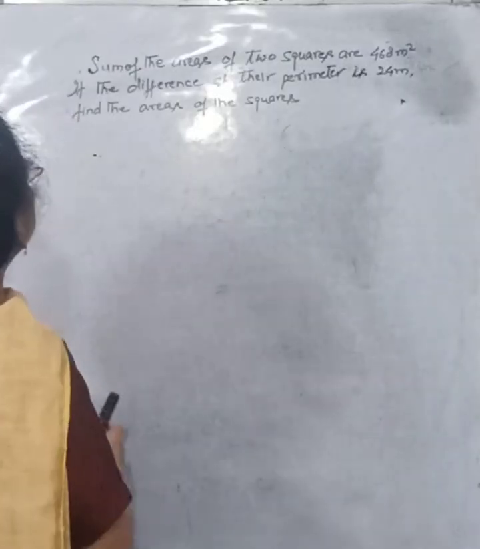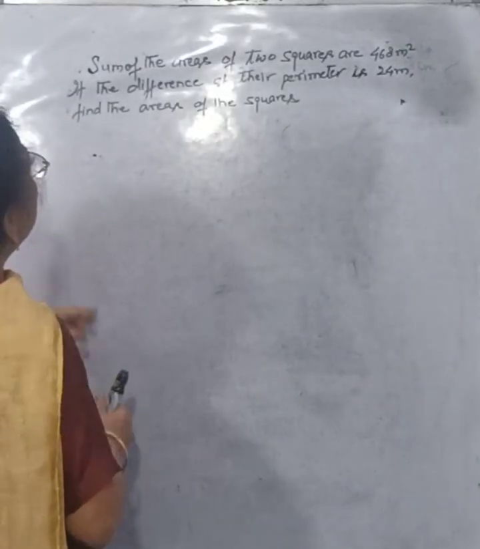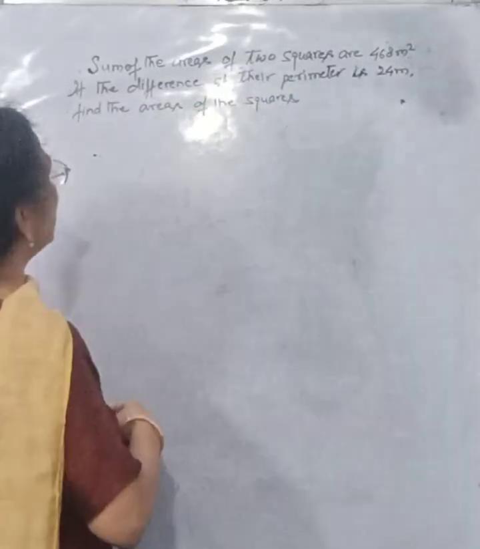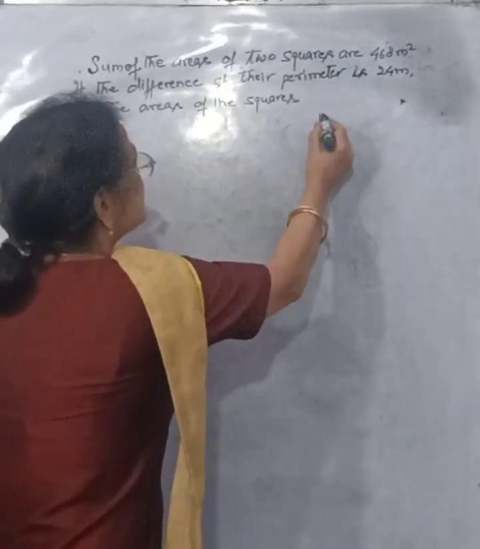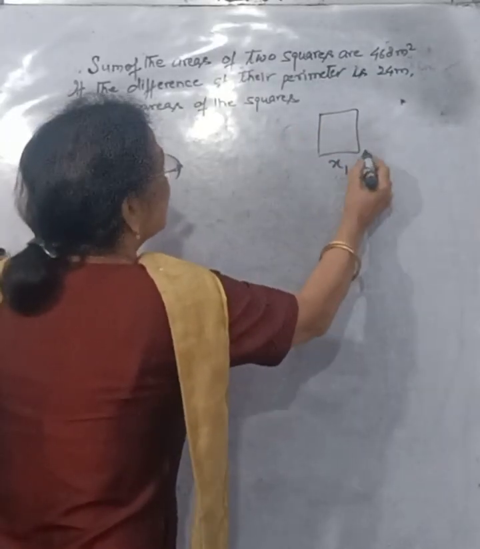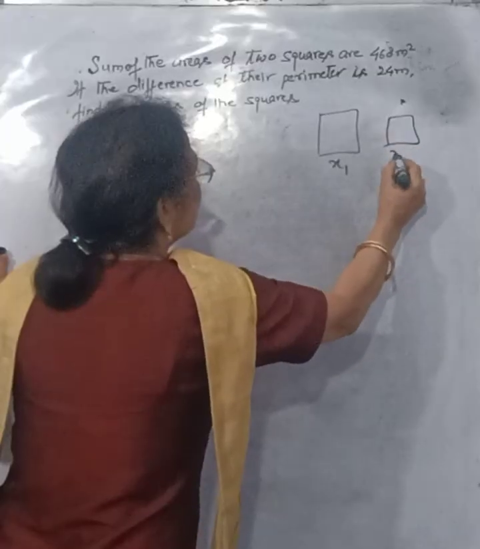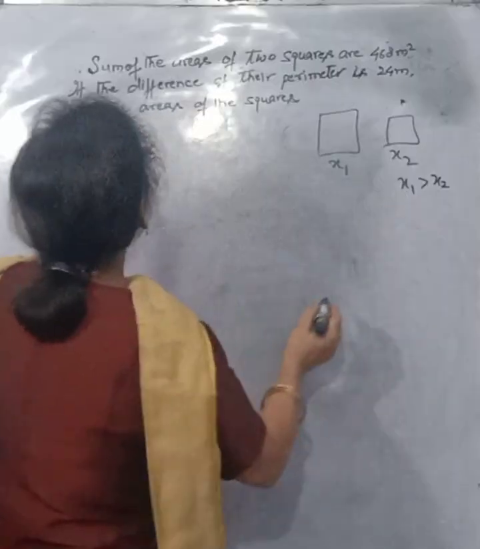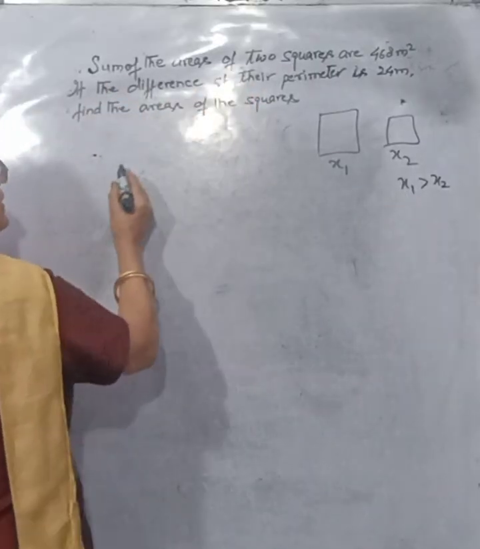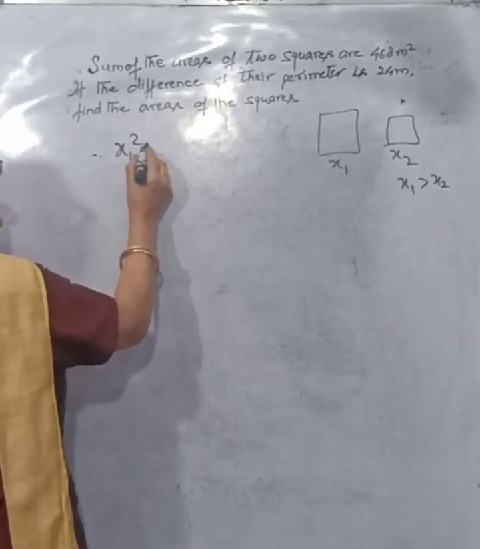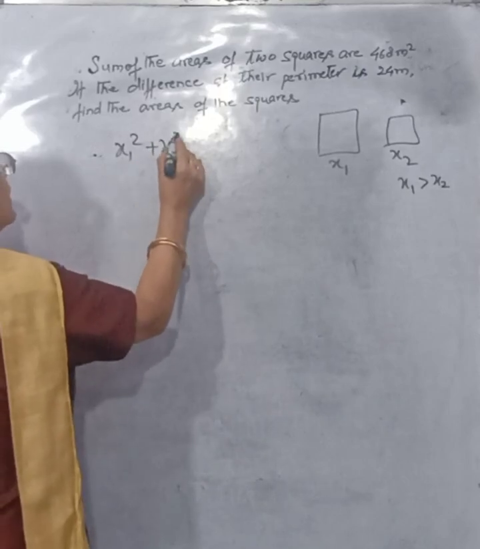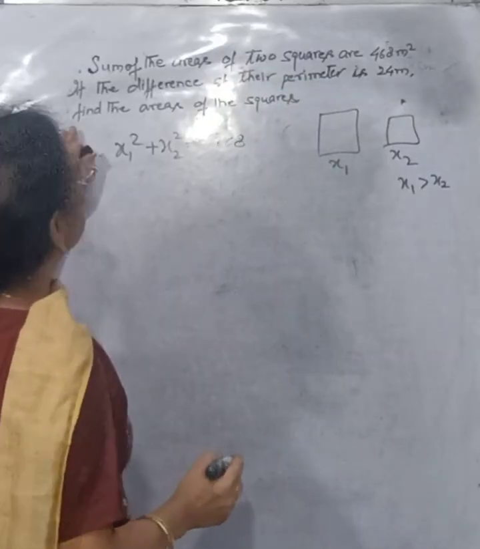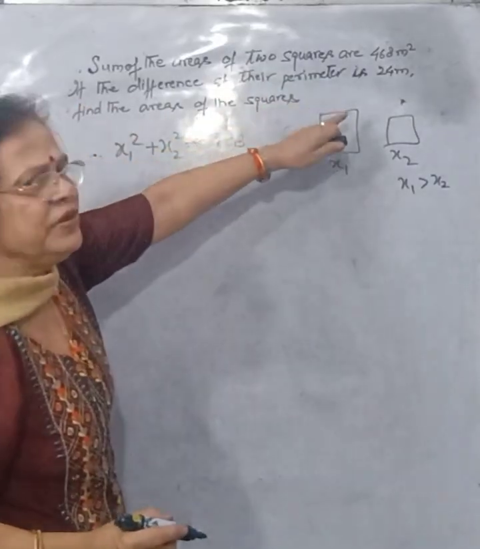Please have the solution. The sum of the areas of the two squares is given to us as 468. We have two squares, let us suppose one with side x1 and another with side x2. We are supposing that x1 is greater than x2. Then the sum of the areas means x1 square plus x2 square, which is given as 468. And the difference of the perimeters is 24.